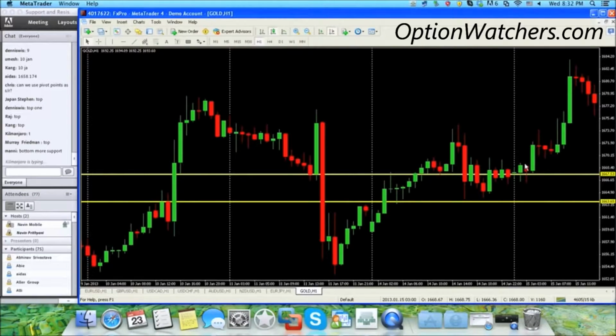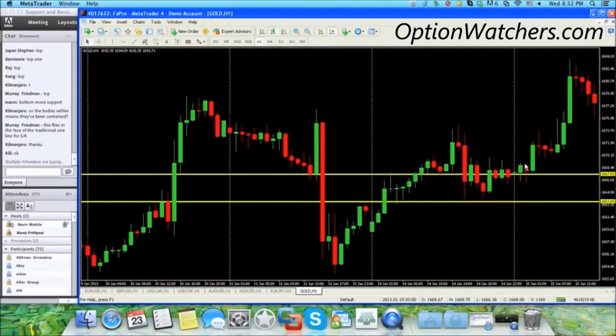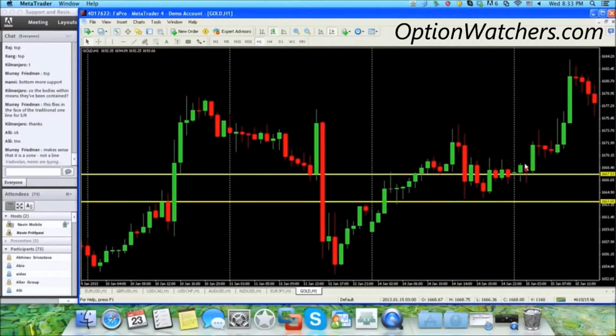So the same concept applies through all charts, whether it's gold, futures, anything. If there is a level that's strong, you will need a big candle to break through. The bodies within means they've been contained, because they're in the zone that they're bouncing off of, right? The traditional one line of support resistance is, again, useless.